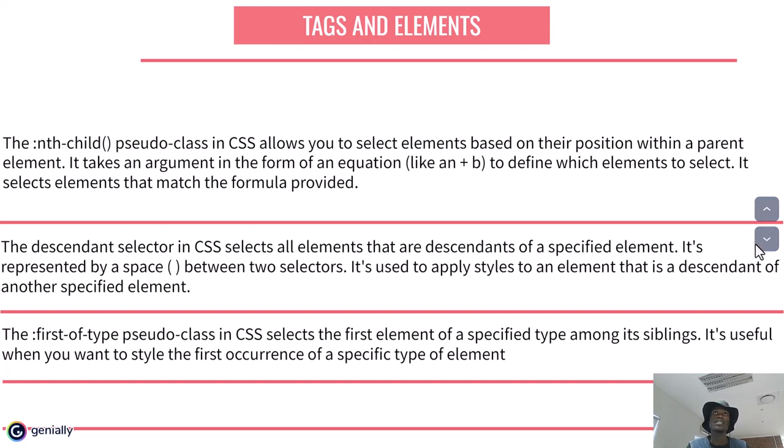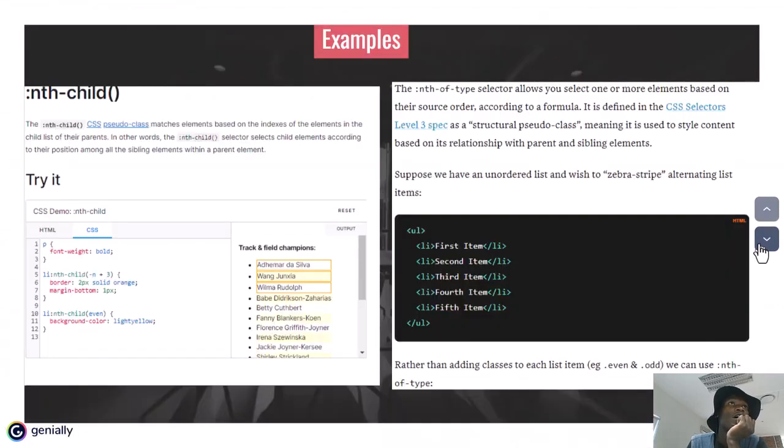So finally, examples. The nth-child CSS pseudo-class matches elements based on the indexes of the elements in the child list of their parents. In other words, the nth-child selector selects child elements according to their position among all the sibling elements within the parent element. Can you guys understand that?